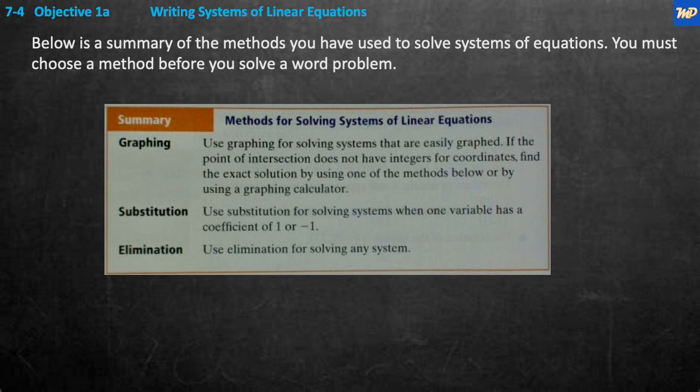Graphing. Use graphing for solving systems that are easily graphed. If the points of intersection do not have integers for coordinates, find the exact solution by using one of the methods below or by using a graphing calculator. Substitution. Use substitution for solving systems when one variable has a coefficient of 1 or -1. Elimination. You can use elimination for solving any system.